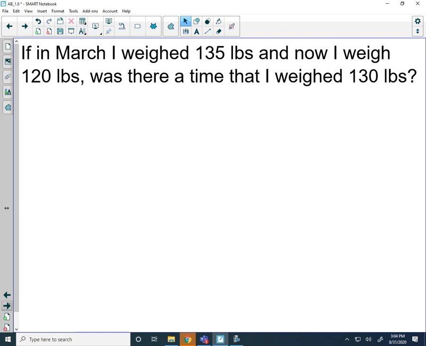Just another less mathy one for you guys to kind of understand what IVT is telling you is, if in March I weighed 135 pounds and now I weigh 120 pounds, was there a time that I weighed 130 pounds? Yes, there would have had to be. If I went from 135 down to 120 pounds, at some point I passed the time when I weighed 130 pounds.